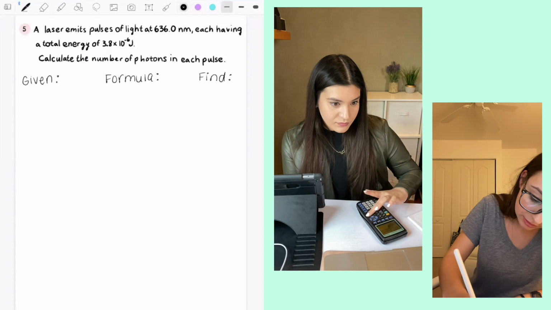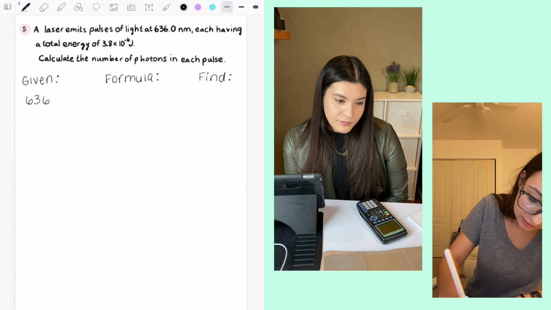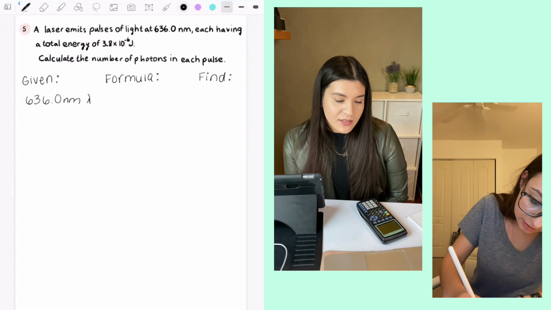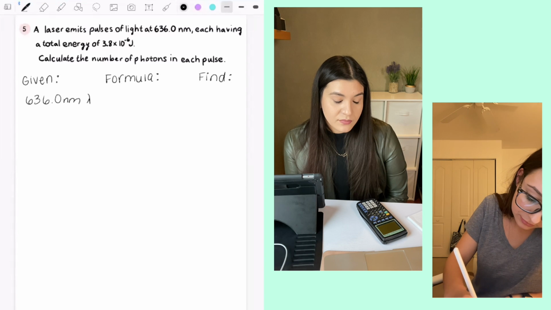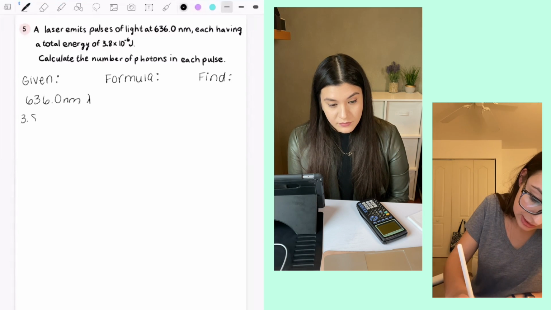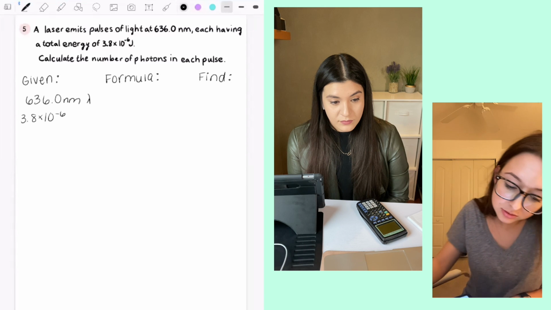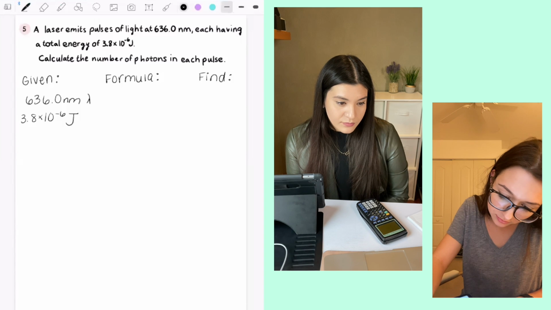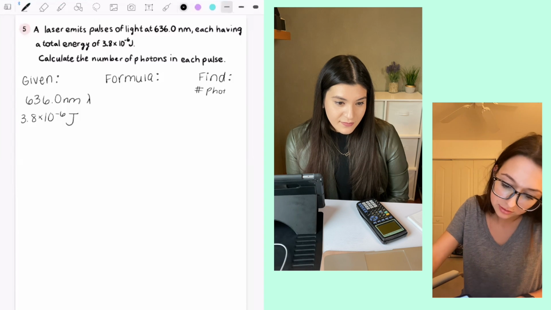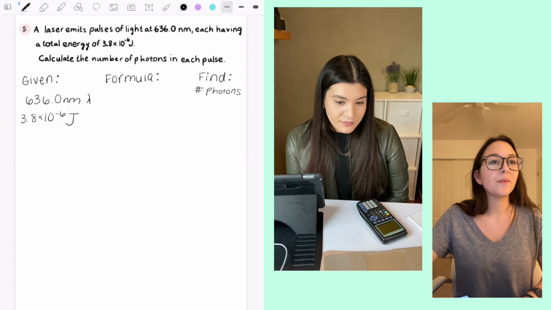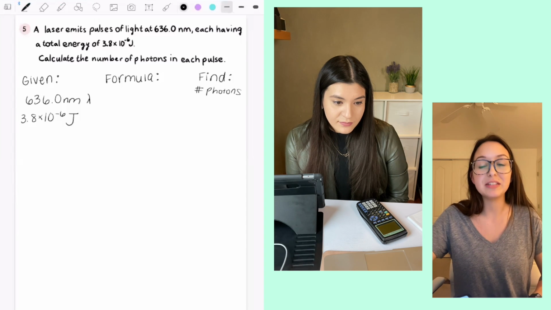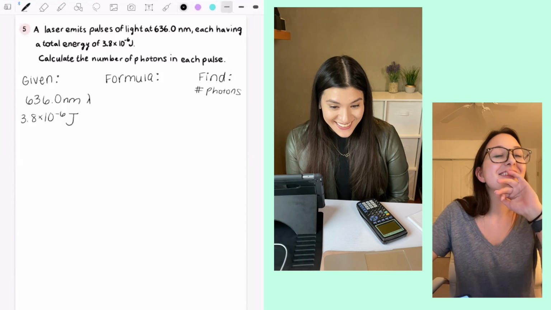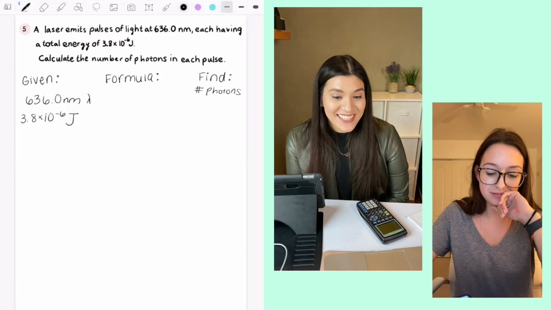So given 636 nanometers, and that's our wavelength, and 3.8 times 10 to the negative 6 joules. Number of photons. Yes. Oh, this is the multi-step one. Yes, it is. Good. So you already know. You're off to a good start.